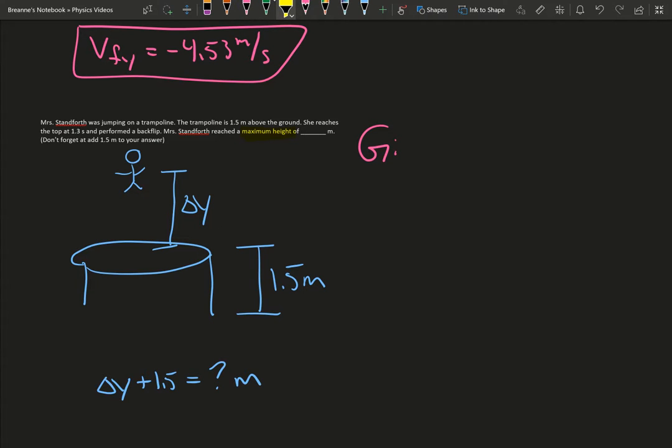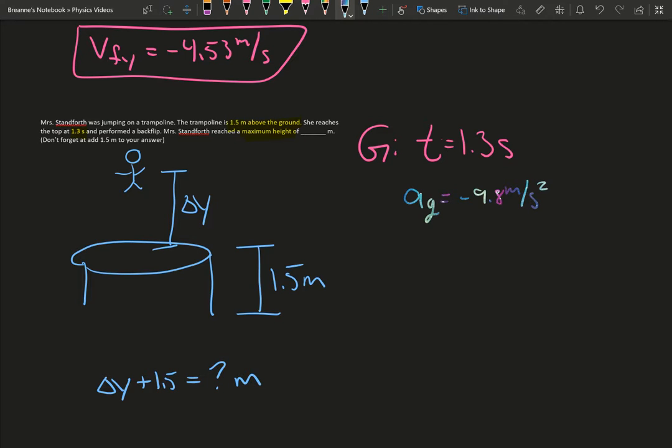So we know that 1.5 above the ground is a given, but we don't need that until afterwards. It says she reaches the top at 1.3 seconds, so we know time is 1.3 seconds and she performs a backflip. So that's the only real given it gives us. But we know there are some hidden givens, right? We know that we have a g, which is negative 9.8 meters per second squared.